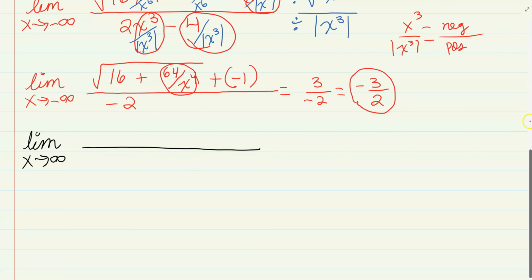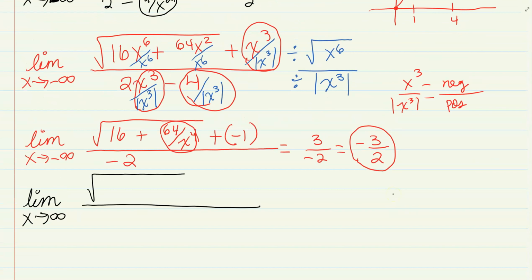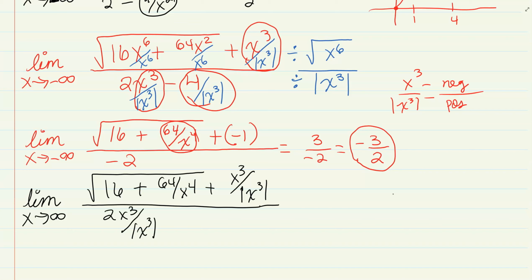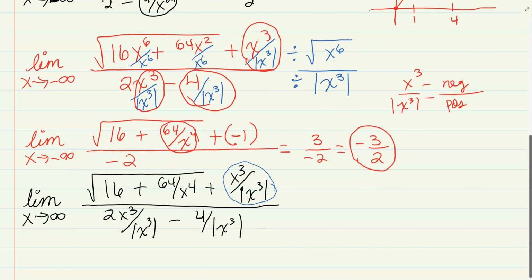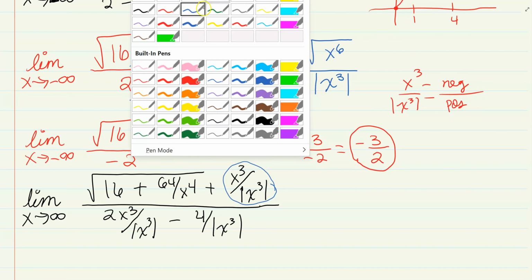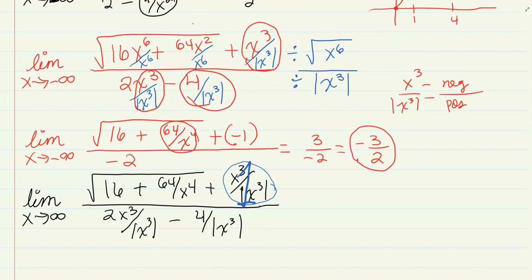then this part right here on the square root of, you still have 16 plus 64 over x to the 4th power plus x to the 3rd over absolute value of x to the 3rd. And this right here is 2x to the 3rd divided by absolute value of x to the 3rd minus 4 over absolute value of x to the 3rd. The same thing that you have. However, this right here is going to be positive 1 because both the numerator and the denominator are positive. A positive number divided by a positive number of the same value is positive 1. So this right here is positive 1, right?